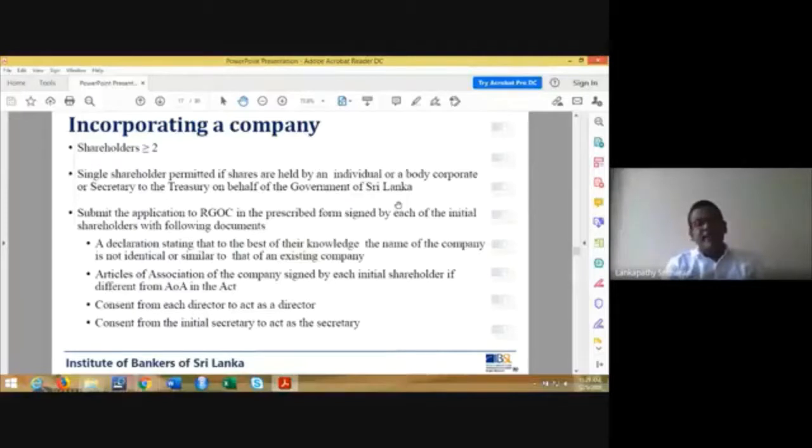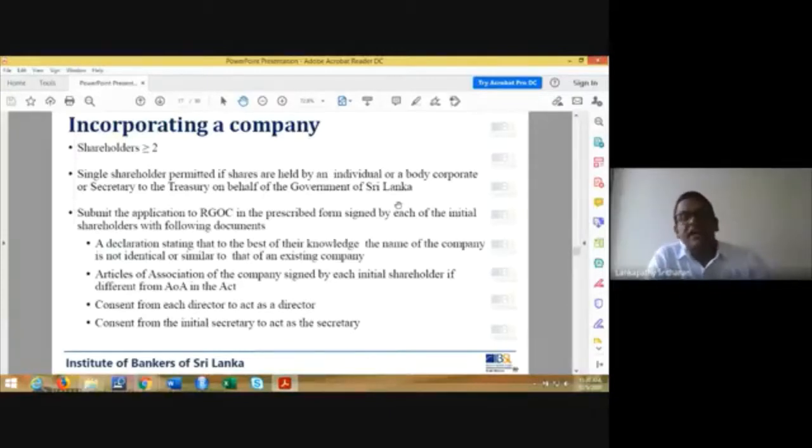The second one is the articles of association of the company signed by each shareholder, if different from the articles of association in the Act. Actually, in the Act, there's an articles of association given in Annexure 1. So generally, it's sort of a model articles of association. Generally, a company can follow those. But if the company's articles of association are different from those given in the Act, then each initial shareholder should sign that articles of association.